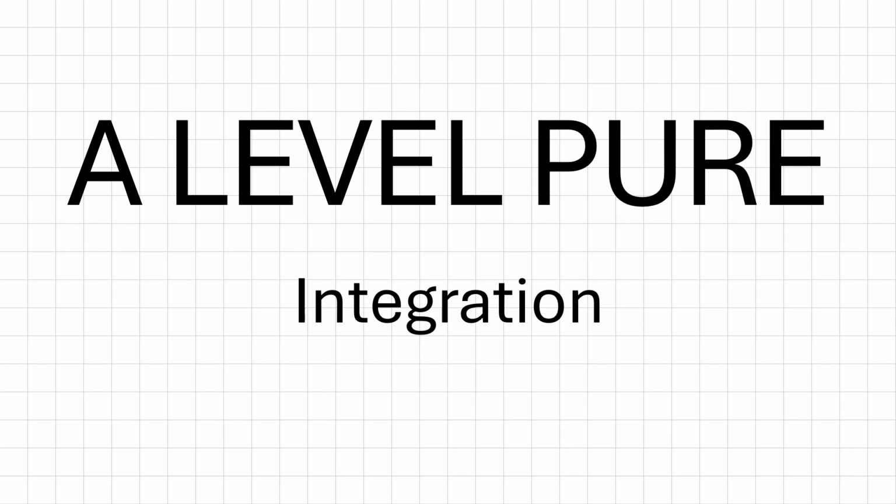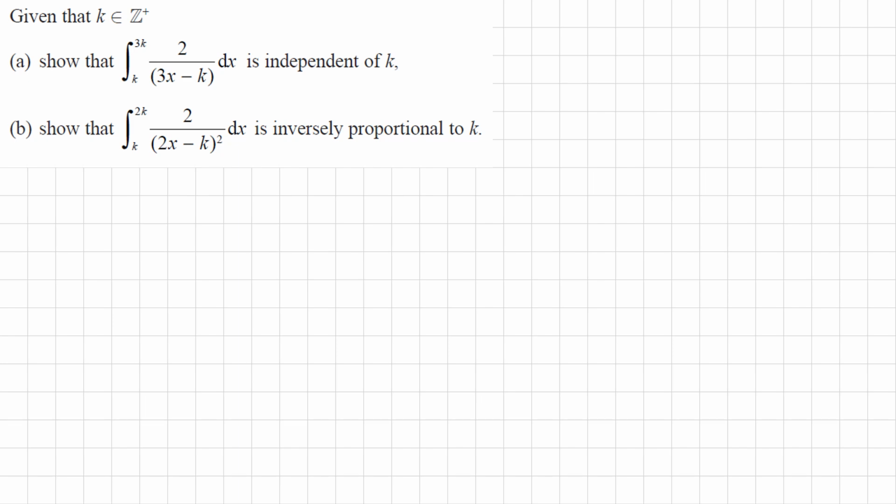This is an A-level pure question on integration. So before we do this question, I just want to run through this notation here. The first thing is when you see this rounded E like that, that just means "in the set of". So it's about to tell you that K is in a particular set of numbers, and the set of numbers that Z is in the set of are positive integers.